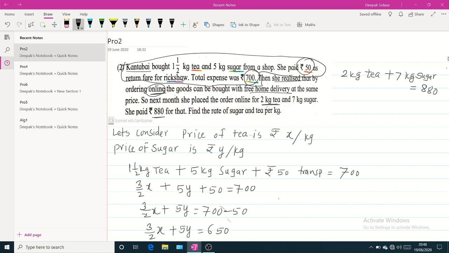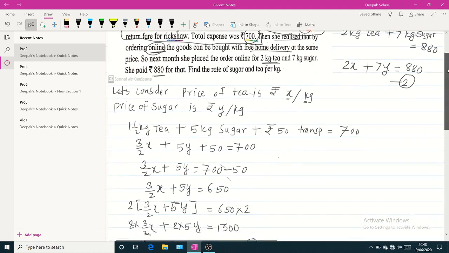Now how much is the amount over here? For 1 kg of tea, what does she need to pay? Rupees x. So for 2 kg she needs to pay 2x, and for 7 kg she needs to pay 7y rupees, right? So that is equal to 880. This is the second equation you got. So what is your first equation? You already got the first equation.